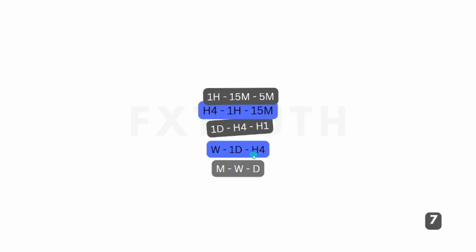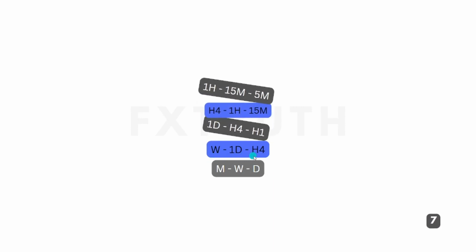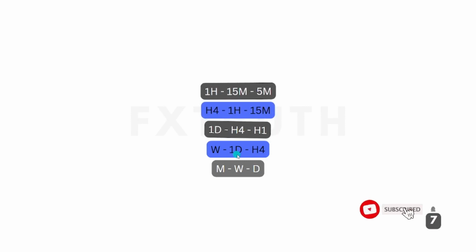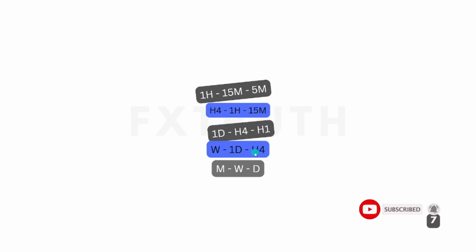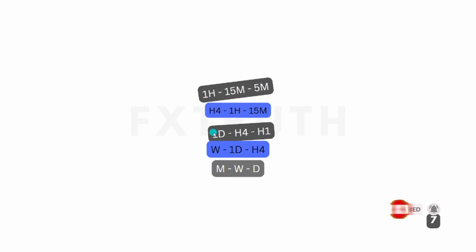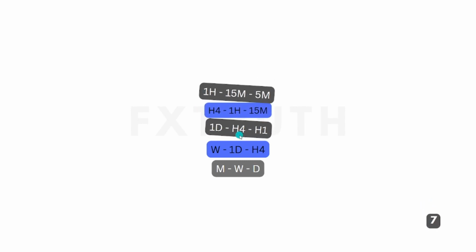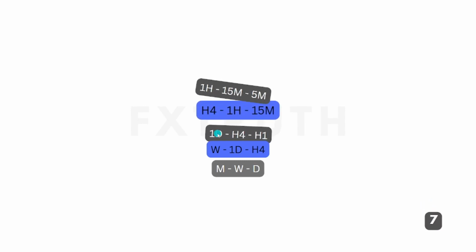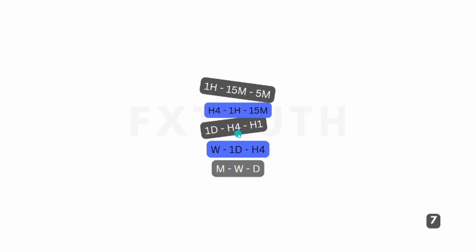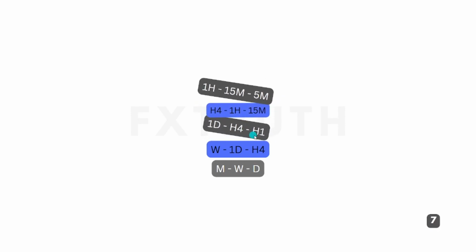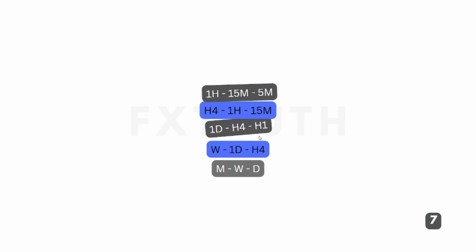While on this other one we have the weekly, the daily, and the 4 hours. So you're starting on the weekly as your highest time frame, the daily as your intermediate time frame, and the 4 hours. While on this other end we have the daily time frame, the 4 hour, and the 1 hour. So the daily is the highest time frame, 4 hours the intermediate time frame, and the 1 hour you're looking for that time frame to execute.